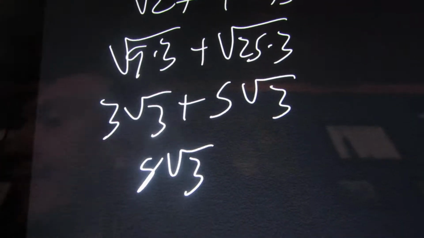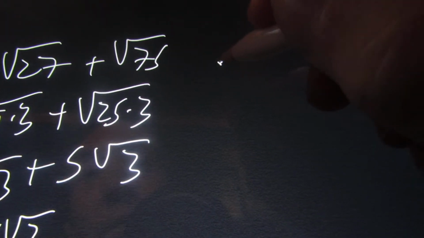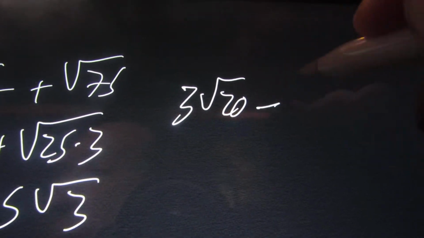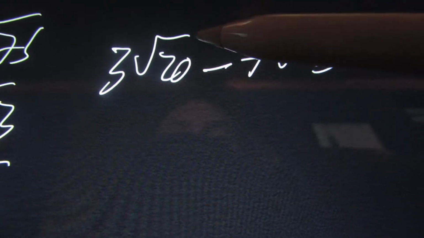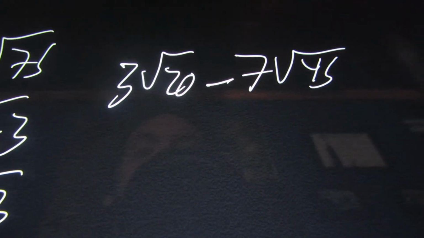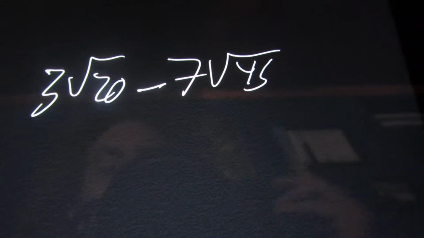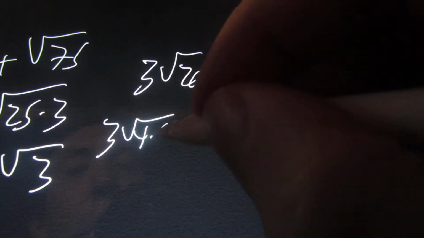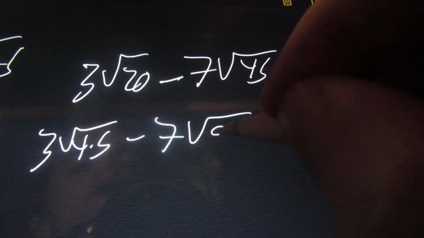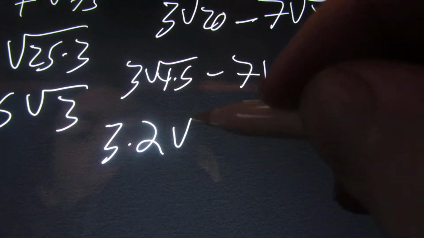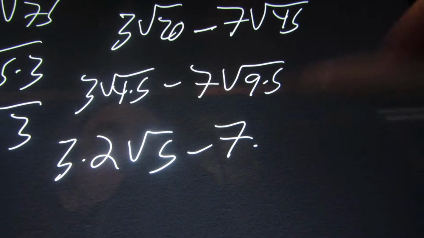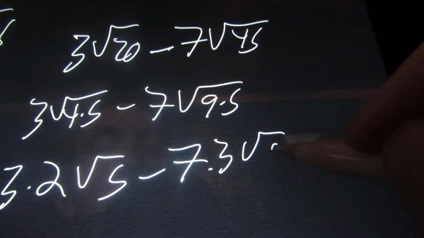Let's say that we have 3 square root of 20 minus 7 square root of 45. So again, a 4 will go into 20 and it'll go 5 times, and a 9 will go into 45 and it will also go 5 times. So we can say 3 times square root of 4 times 5 minus 7 times square root of 9 times 5. We can take the square root of 4, so we're going to have 3 times 2 square root of 5 minus 7 times square root of 9 is 3 square root of 5.